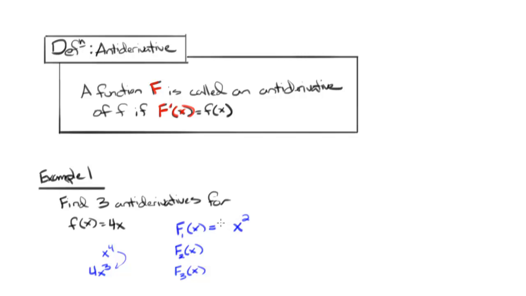But if I throw a coefficient of 2 in front of this, I now have a function that when I differentiate would give me 4x. So this would be my first antiderivative.